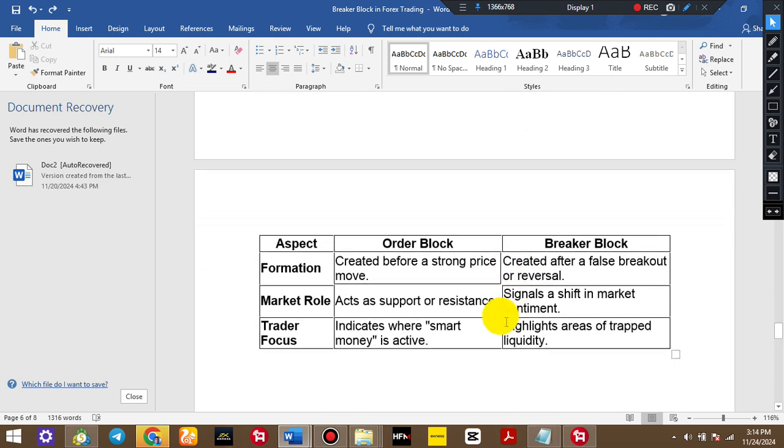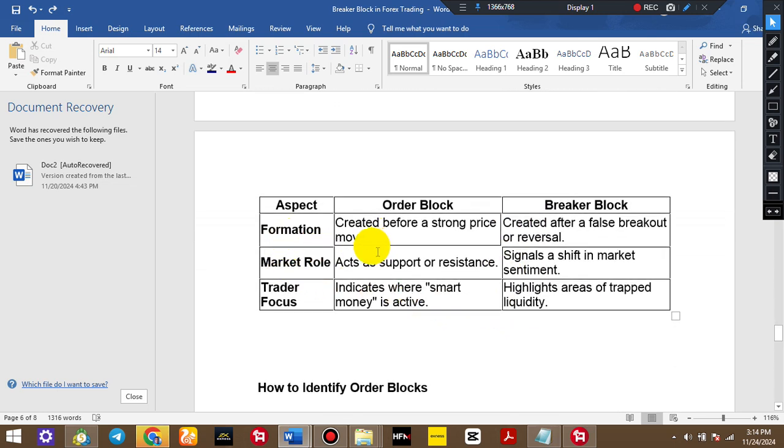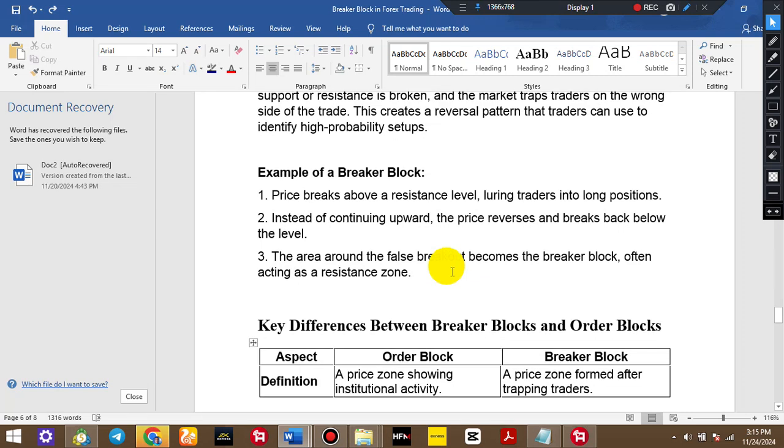Two, formation. In terms of formation, order block is created before a strong price move. That means it will be created down. When price now comes there, you will be expecting that strong move. But in the case of breaker block, it is after it has broken that point that you consider that area, because you can't see a demand zone and say it is a breaker block. Why? Because price has not broken through that zone, right? So until price breaks through that zone, you don't consider it as a breaker block.